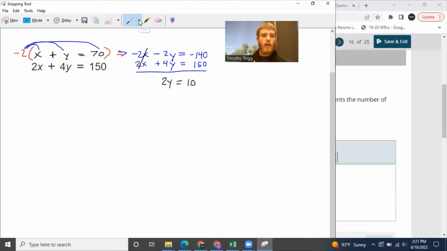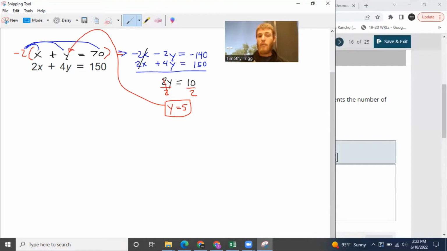So how do we solve for y from here? Hopefully you know this, but we divide by 2 to get y by itself, canceling the 2 here, and then dividing by 2 on the other side as well. 10 divided by 2 is 5. So we know the y value now is 5, and we can use that information and substitute it back into one of the original equations to help us find x. I'm going to actually plug it into the first equation. So I'm going to replace this y right here with my y value of 5.